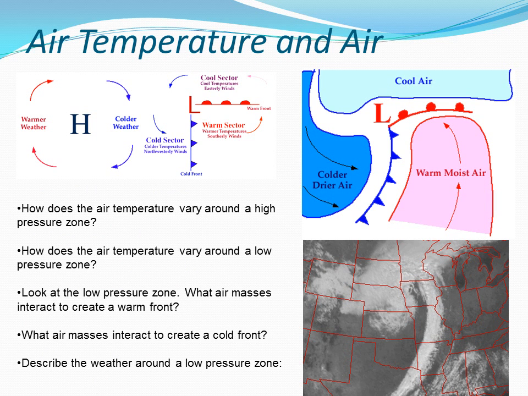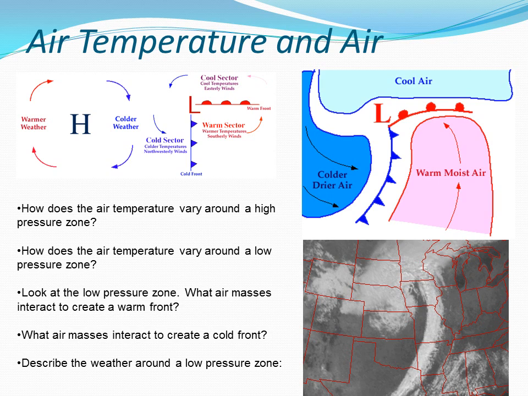How is air temperature affected by air pressure? So how does the air temperature vary around a high pressure zone? Well, remember, with high pressure, that means the air is sinking. And so if we think about convection, what type of air sinks? The cool air is sinking down towards the surface. Okay, so you're going to find this in a particular area. And we'll get to that in just a second.